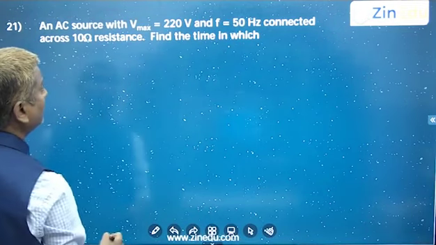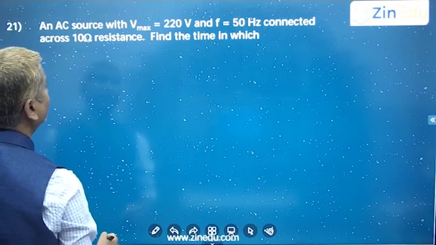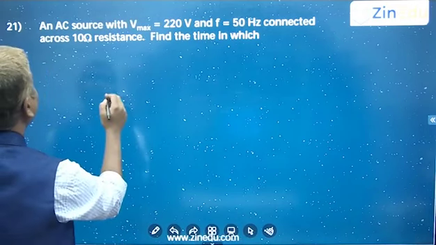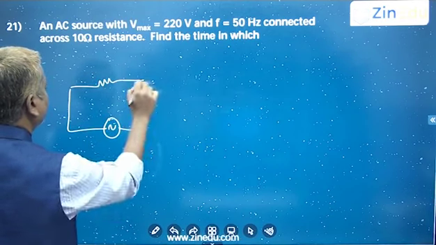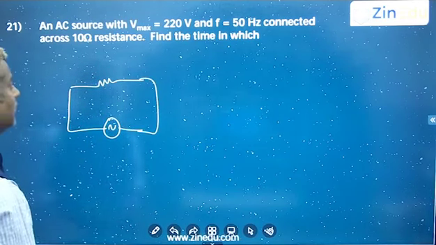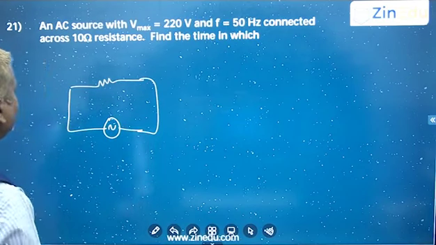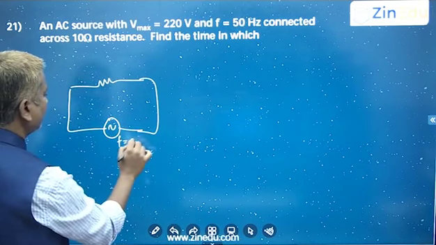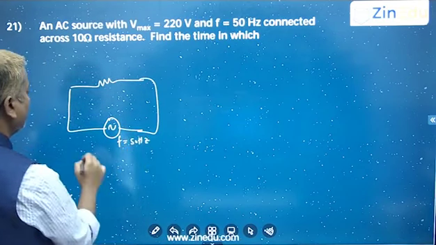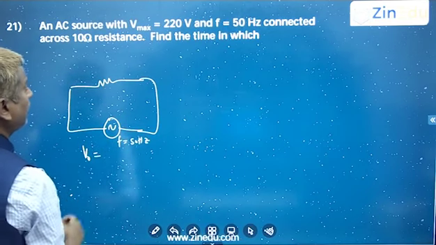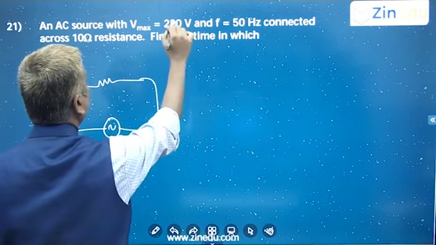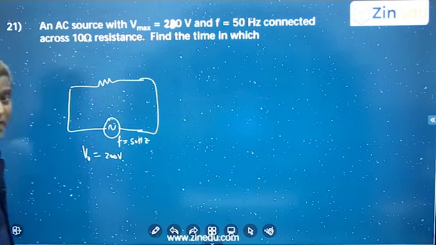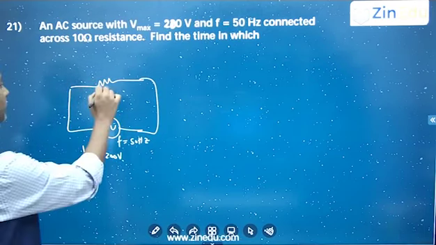Maximum is 220, frequency is 50 Hz, right? So here it is connected across a 10 ohm resistor. AC source is there, can be like this. Frequency of this is 50 Hz and it is V naught. It is not 220, rather it may be 200 volts. Okay, take 200 because 220 is already the RMS value. Value is 200, right? Now this is 10 ohms.